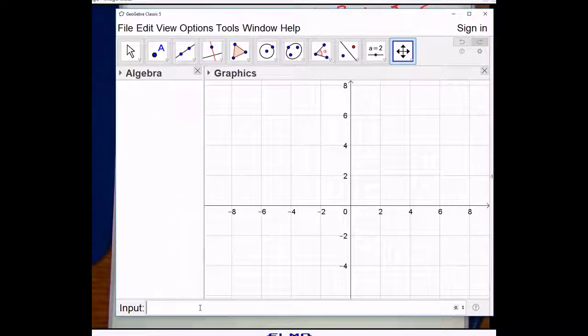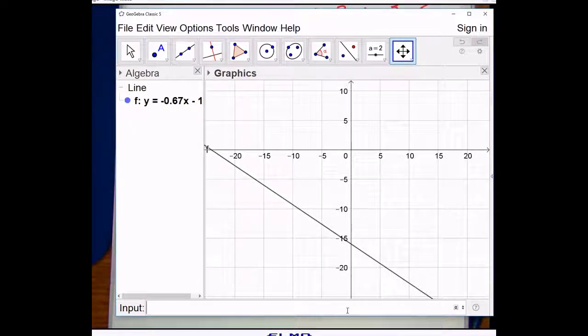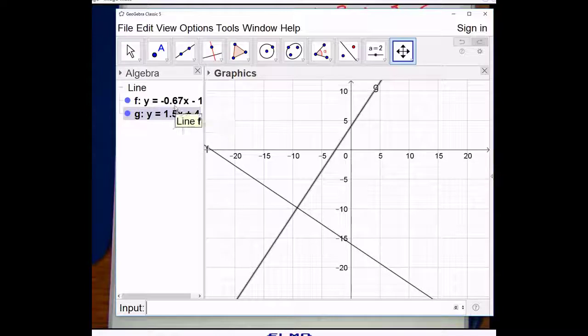So the first set I'm going to graph is y equals -2 over 3 x minus 16. I'm going to have to zoom out. And my second one was y equals 3 over 2 x plus 4. And now you can see that they join up. Essentially, they're making an X, but if you turn your head, you can see they meet at a right angle.